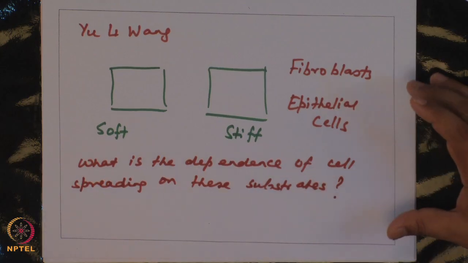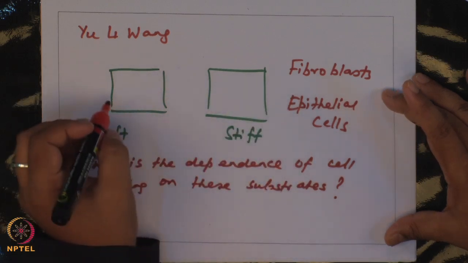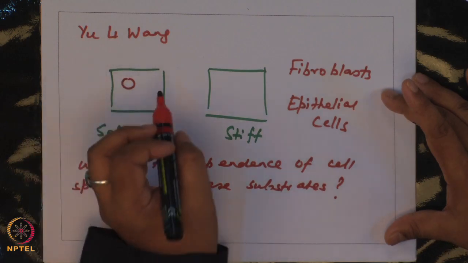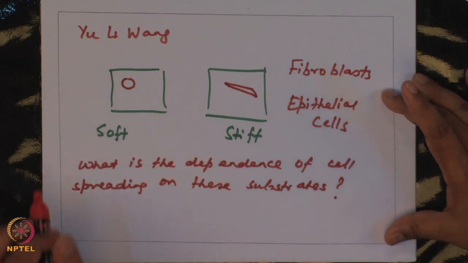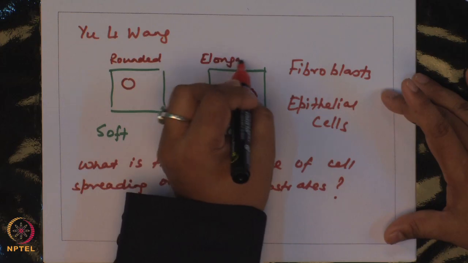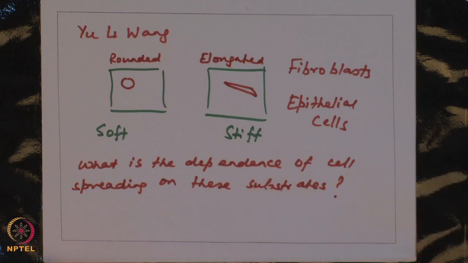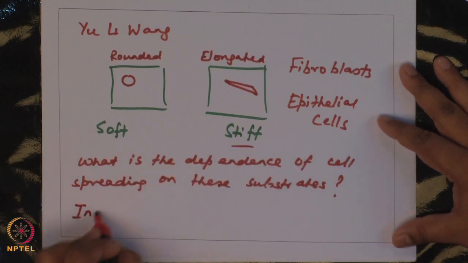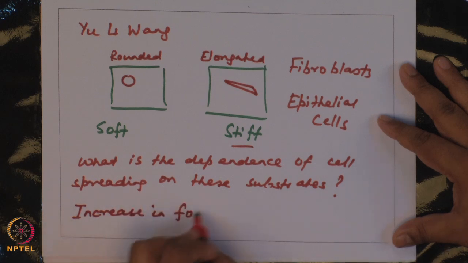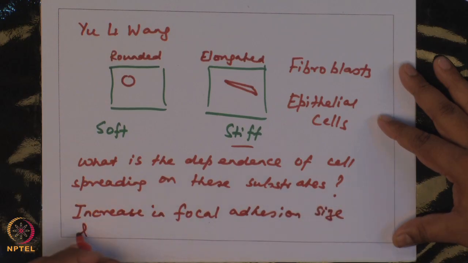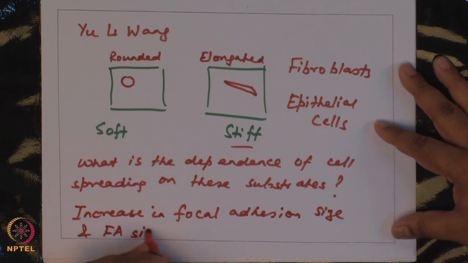Okay. And what he found was the same cells on a soft environment exhibit much smaller cell areas and are more rounded, while the same cells on a stiff matrix tend to exhibit a much more elongated phenotype. So, an increase in stiffness drives an increase in cell spreading, and this increase in cell spreading on stiffer surfaces is associated with an increase in focal adhesion size and FA signaling, adhesion signaling.